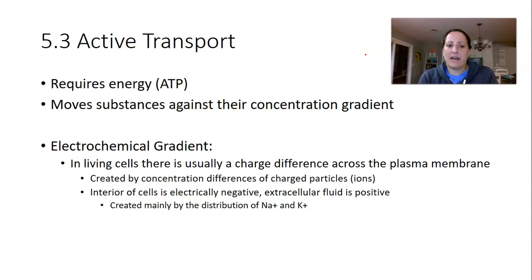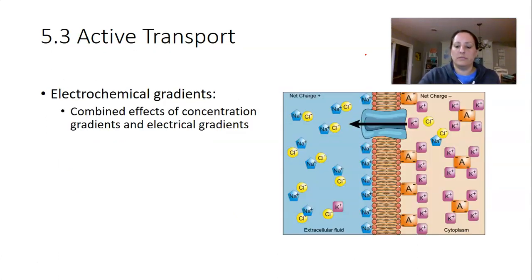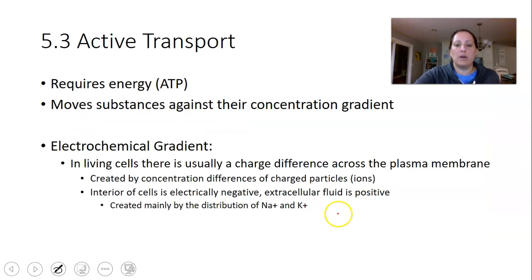In all living cells, there's going to be a charge difference across the plasma membrane, and that charge difference has to be created or generated by the cell. Okay? And how do those cells do it? They're going to build up concentrations of different charged particles, which we call ions. Okay, and the figure on the next slide is going to show this.